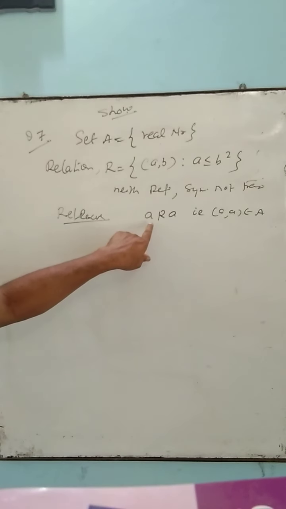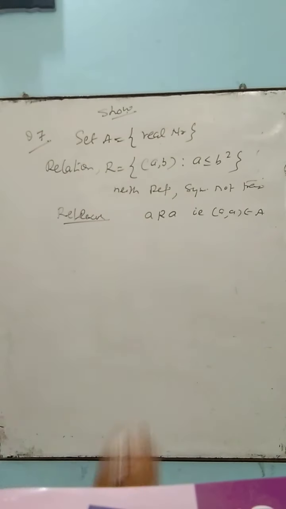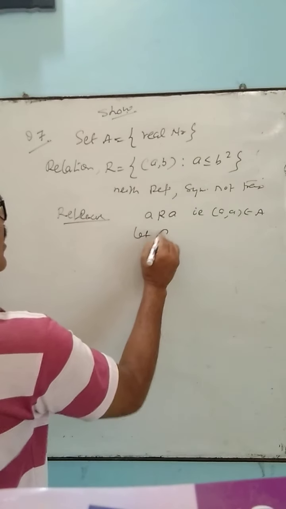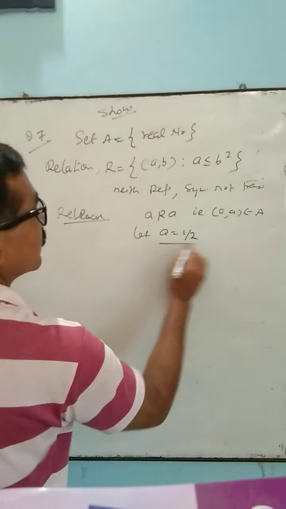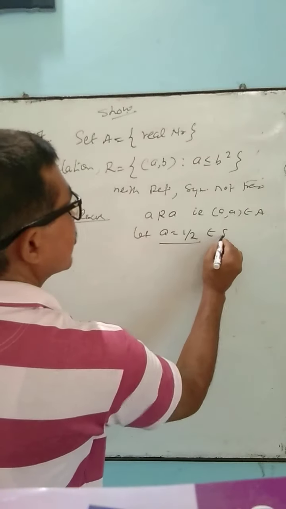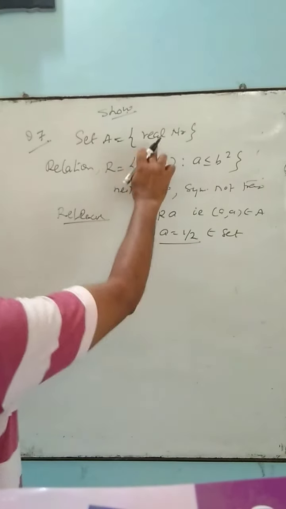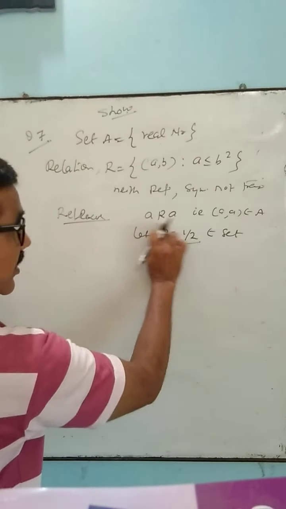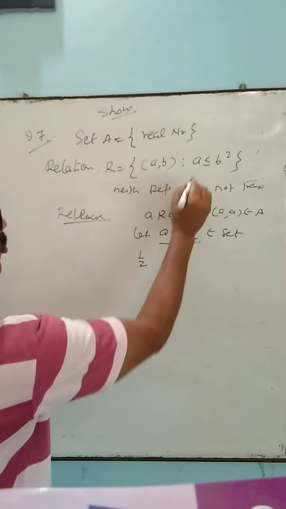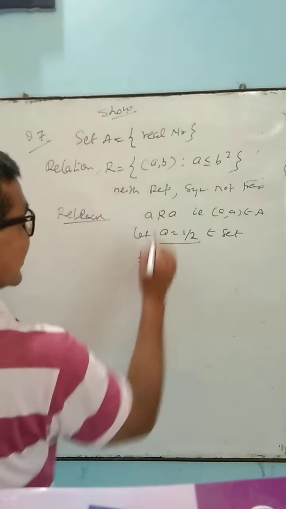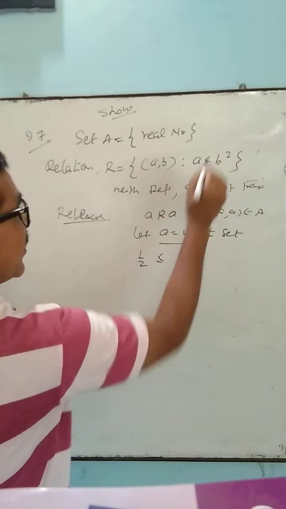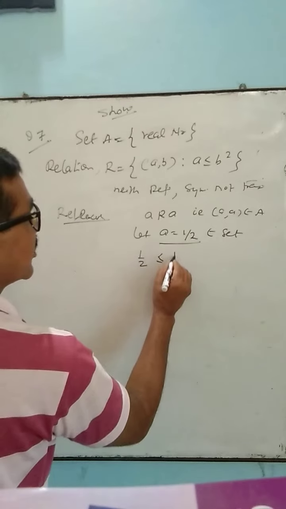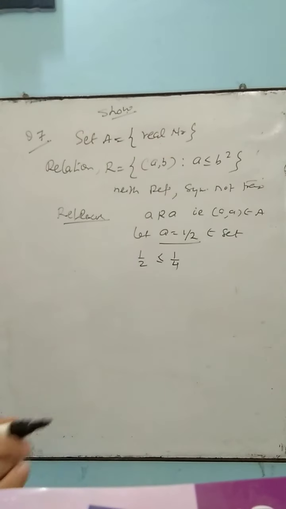Now if you take a as one, so this will be true. So let a be 1/2, and 1/2 belongs to the given set. 1/2 is a real number. Clear? अब इस values को यहाँ put कर दीजिए. Where a is less than or equal to b squared. B की value फिर से हम क्या लेंगे? 1/2. That is 1/4. समझ में आ सबको?